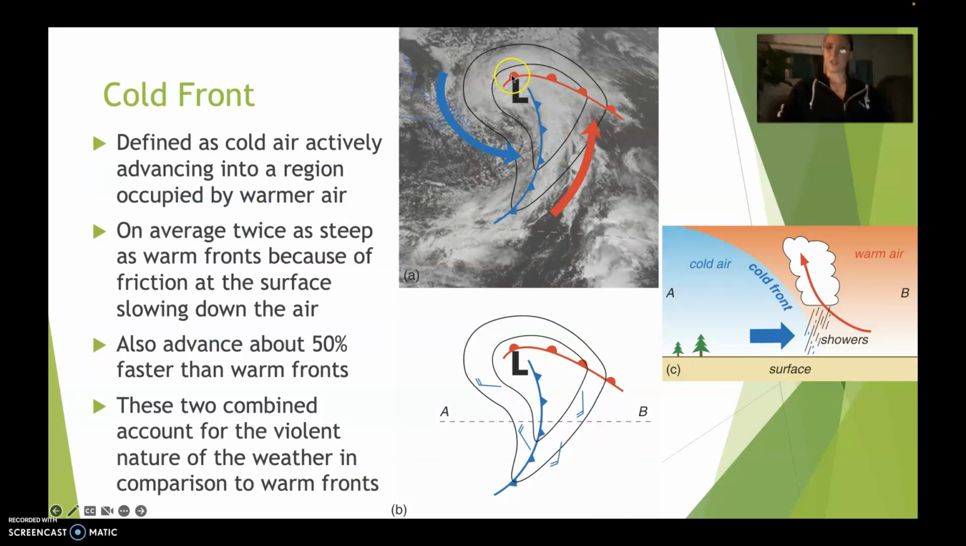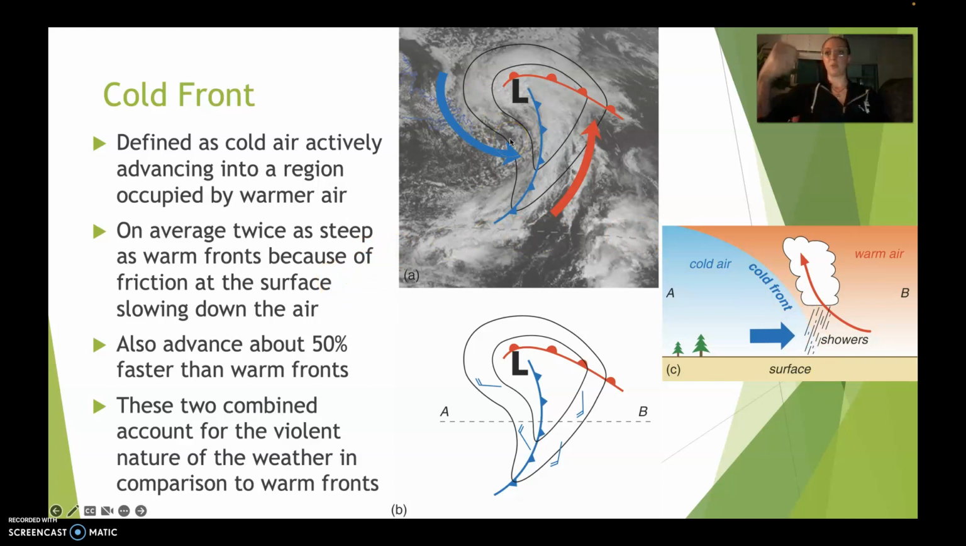So focusing on cold fronts first, cold fronts are fascinating. They are defined as cold air that is actively advancing into a region which was formerly occupied by warmer air. And on average, they tend to be twice as steep as warm fronts. So you notice how this is a pretty steep bulge here, because the friction at the surface is trying to slow down the air at the surface.